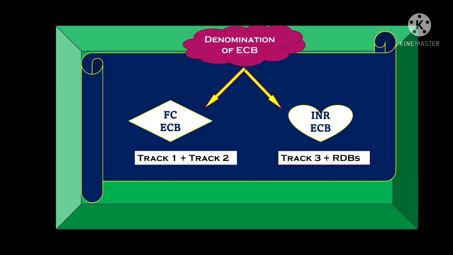Now let's move forward. Now we will talk about the denomination of ECB. Basically, one can avail ECB either in foreign currency or in INR currency, right? So FC stands for foreign currency and this is the INR ECB. Track 1 and Track 2 comprise foreign currency ECB, and Track 3 plus the rupee denominated bonds are under the category of INR ECB.